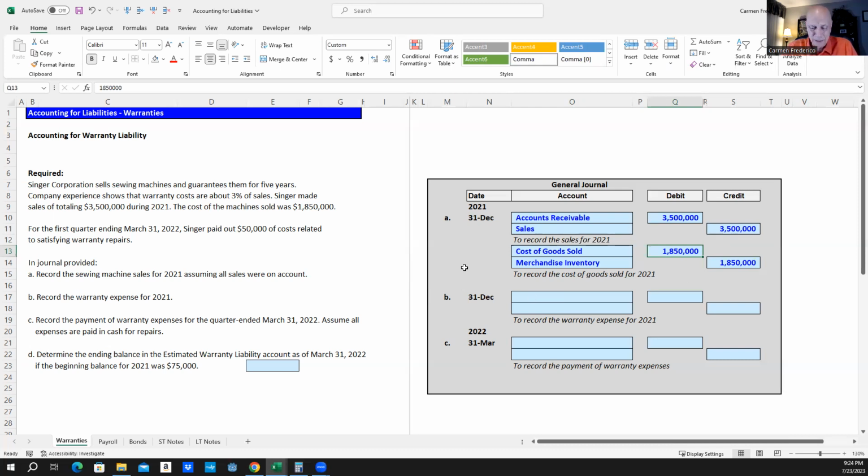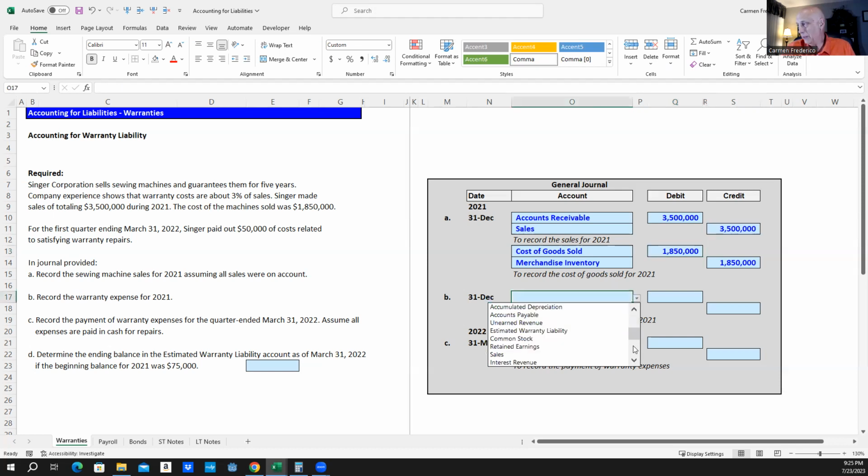Now, because we are good accountants, we want to make sure we record the associated warranty expense in the year of the sale. What is the warranty expense? Well, it's estimated to be 3% of sales. So we want to make sure we set aside 3% of our sales and put it into the bucket called estimated warranty liabilities. So we're going to debit the expense called warranty expense.